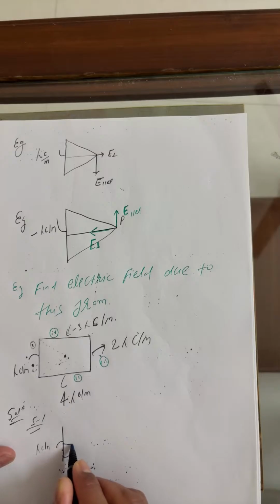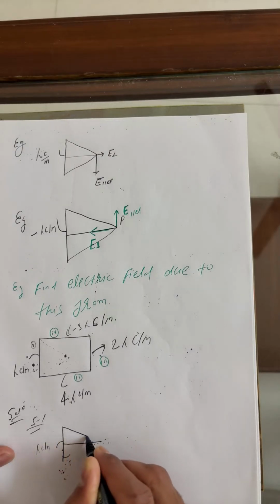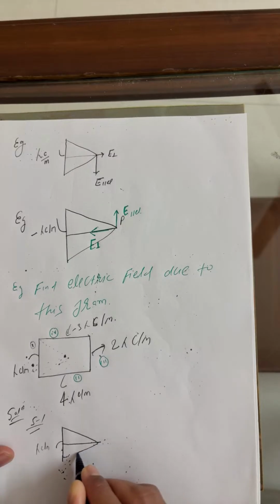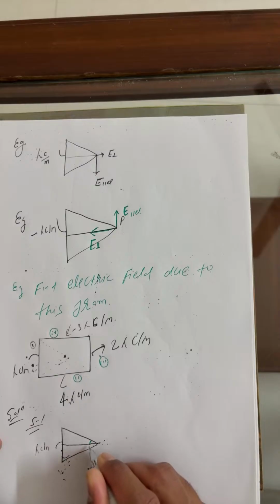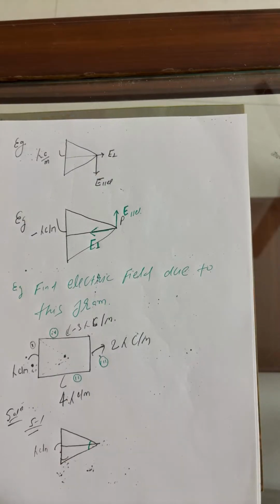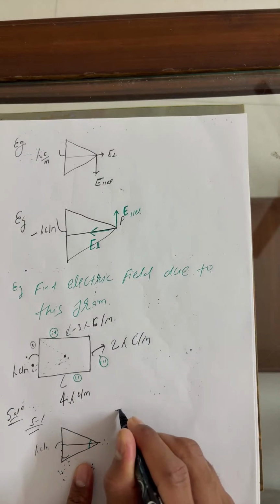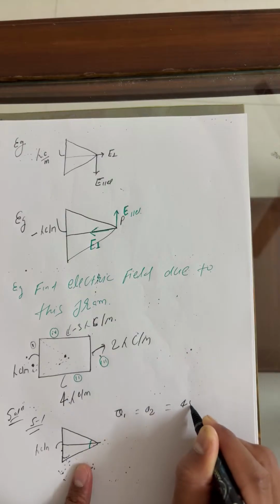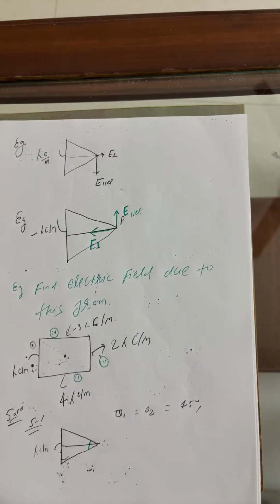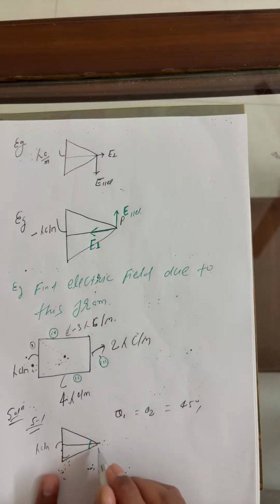Students, this angle you can write easily. This is 45 degree, this is also 45 degree, this is also 45 degree. If this angle is 45, then theta 1 is equal to theta 2, which is equal to 45 degree. Right, so here again I'll find E perpendicular. This is the direction of E perpendicular.